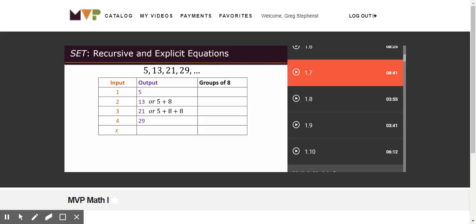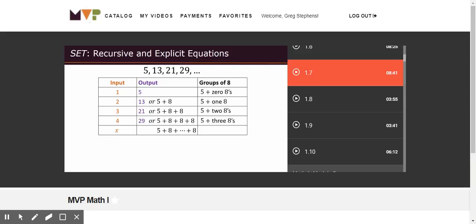Term 4 gives us 29, or 5 plus 8 plus 8 plus 8. Notice that term 1 gives us 5 plus 0 eighths, term 2 gives us 5 plus 1 eight, term 3 gives us 5 plus 2 eighths, and term 4 gives us 5 plus 3 eighths. Rewriting the terms in this manner helps us to see the repeated addition.